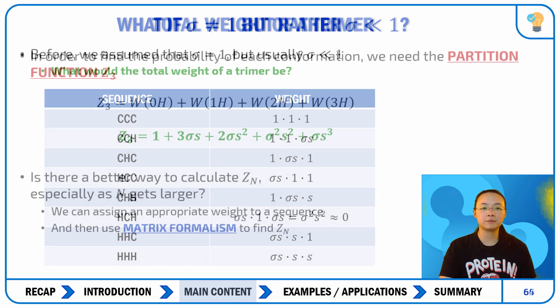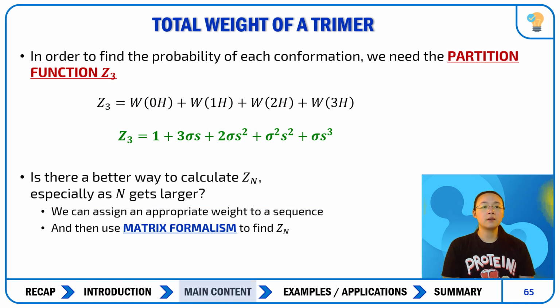But to start off, to find the probability of each conformation, we need the partition function Z in our denominator. You can do the calculations for the partition function and end up with this solution in green over here. But there's a much better way to calculate Zn, especially as n gets larger, and that method is called matrix formalism. So keep in mind this isn't a tool you have to use, but it's there if you choose to do so because it does help quite a bit.